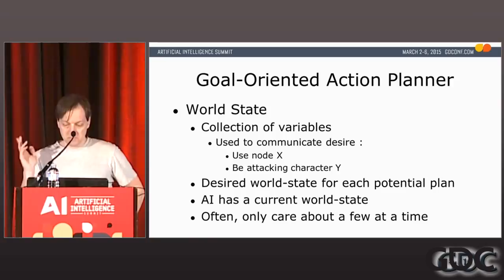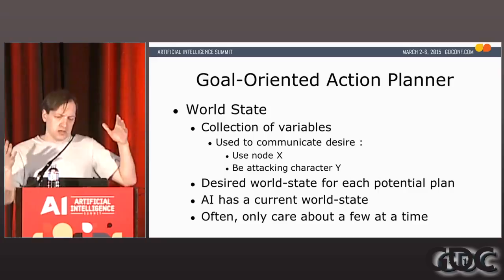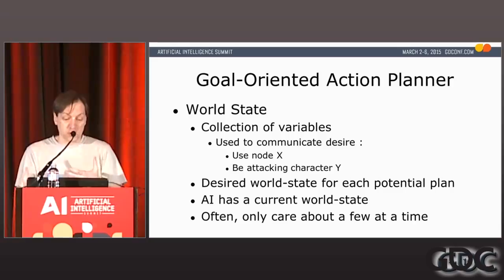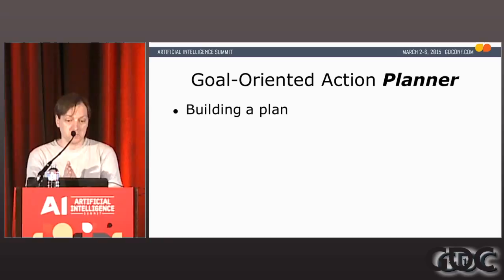Oh, yes, and one more point here. As you've noticed, goals and actions usually only care about a few of these variables at a time. We have the whole collection of variables, but they usually only say, I only care about these two or three variables. The rest are ignored when we're trying to figure out if the world state is satisfied, is the phrase we keep using.